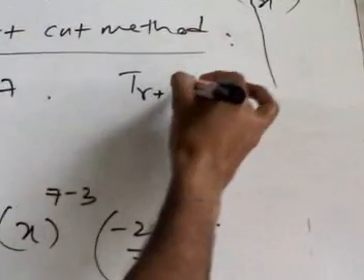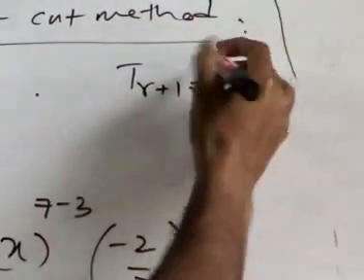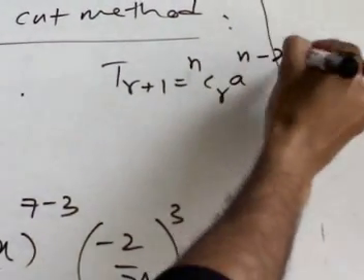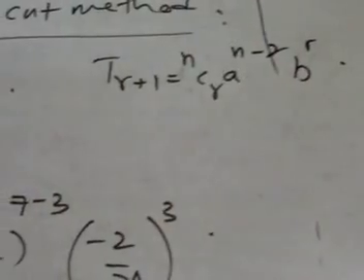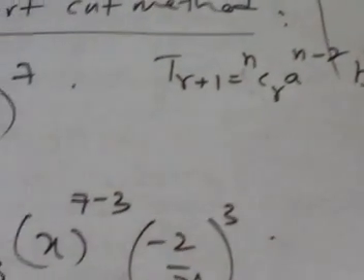So remember the technique of the rth term, T(r+1), this is nCr a^(n-r) b^r. This will give you the answer. Now I'll share another problem.